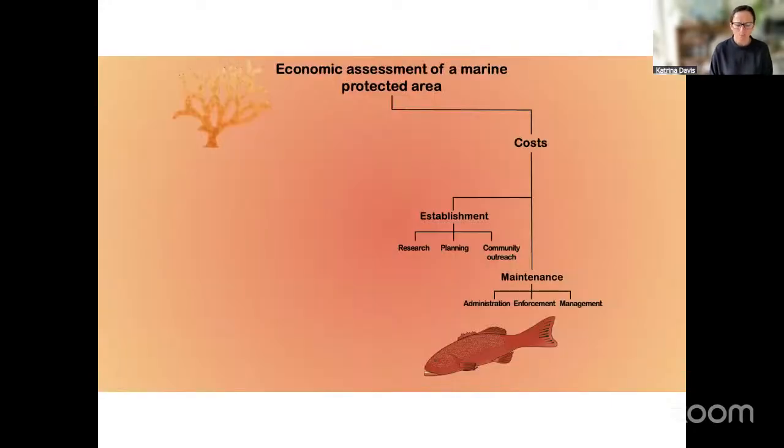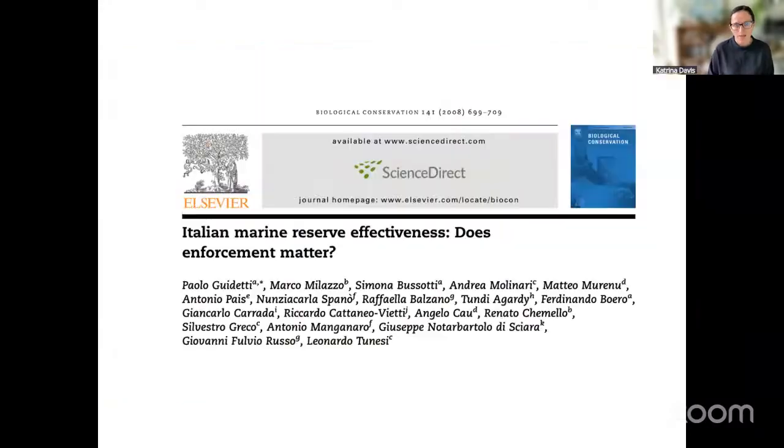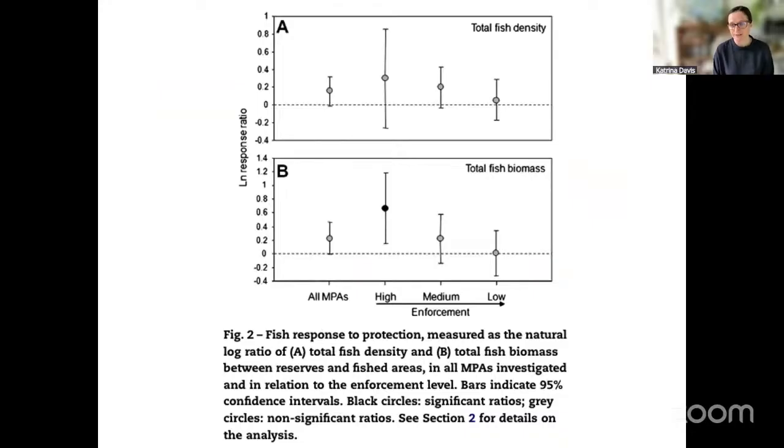Okay. One of the topics that I've alluded to throughout the day has been effectively managed marine protected areas. And the costs of maintaining or making sure that a marine protected area is effective and well managed are really quite substantial. So this was a study done on marine reserve effectiveness in Italy and whether enforcement was important. And enforcement is this idea that in order to stop people fishing in a marine protected area, we actually have to expend resources to ensure that they don't.